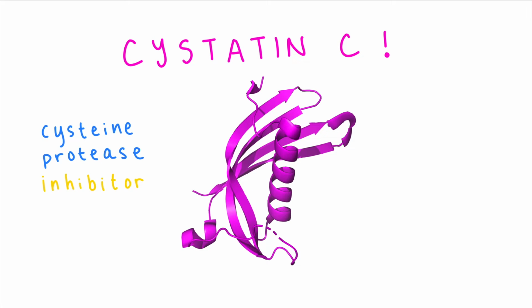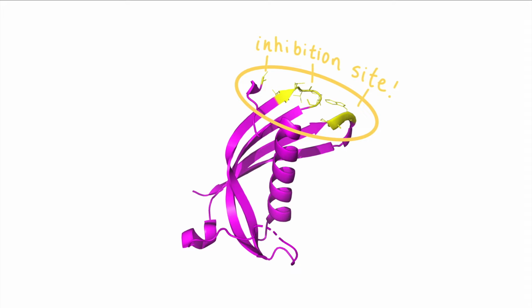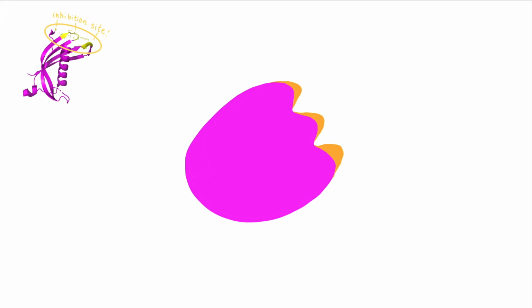So to carry out this function, cystatin C has 3 specific locations in its structure: 1, 2, and 3, which altogether form the inhibition site. So how does this inhibition site actually work? To look at that, we first need to look at what cysteine protease does.